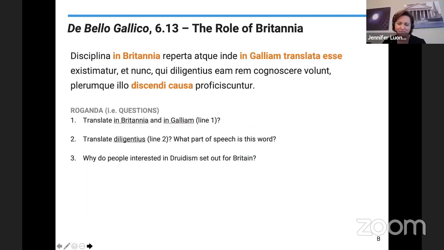Okay, so continuing on, Britannia is going to be featured in this section. So these rogananda, to help you through this passage: translate in Britanniam and in Galliam. Both of them are in line 1, but notice they have different endings. It might have been a couple of years since we talked about this last. Careful there, students. Translate diligentius in line 2. What part of speech is this word?